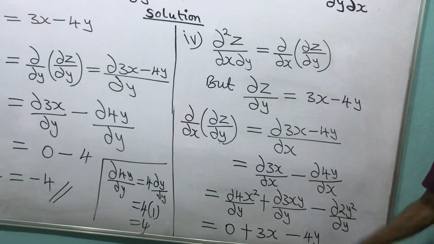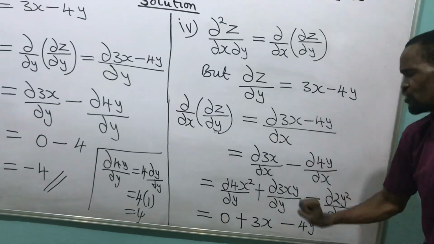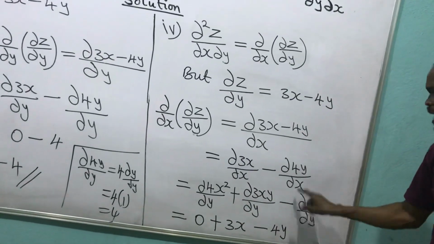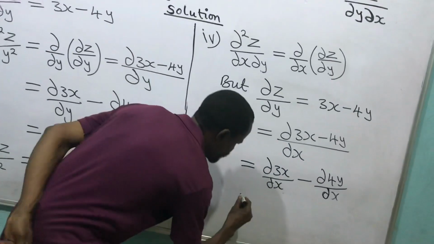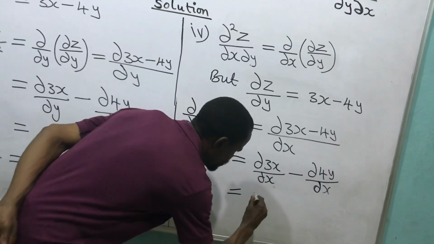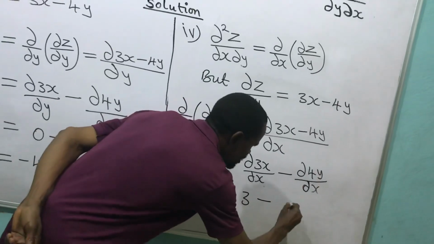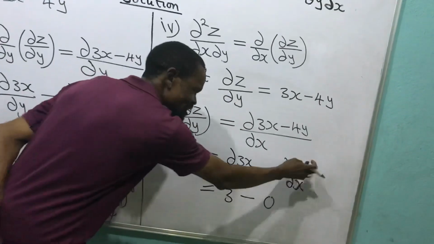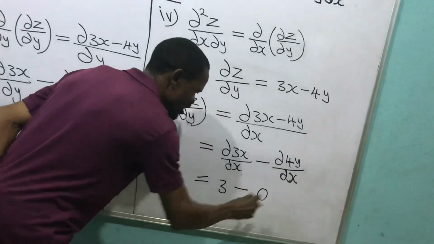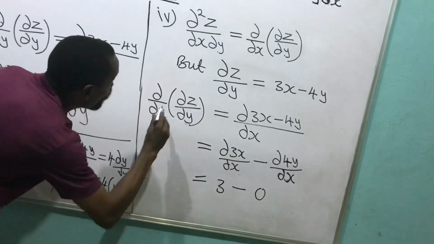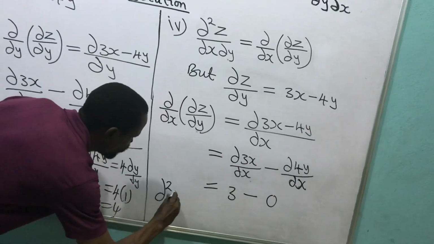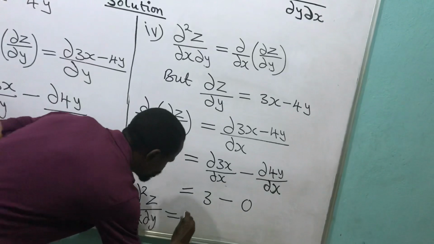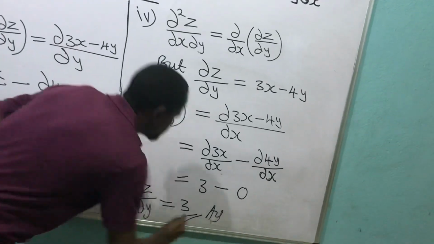And that will now be partial differentiation of this term by term. Differentiating 3x with respect to x, minus differentiating 4y with respect to x. Differentiating this will give me 3, minus differentiating this will give me 0. Why does it give me 0? It gives me 0 because it doesn't contain x, and since it doesn't contain x, it's a constant, so differentiating it gives 0. Therefore, the second derivative of z with respect to x and y is 3 as my answer.